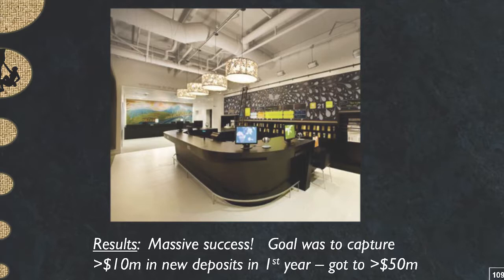And it worked really well, this idea of using design thinking to redesign the nature of the bank itself had a huge impact. They were hoping to get over 10 million, they got over 50 million, so pretty successful. And I've been using that as an example for a couple years now.